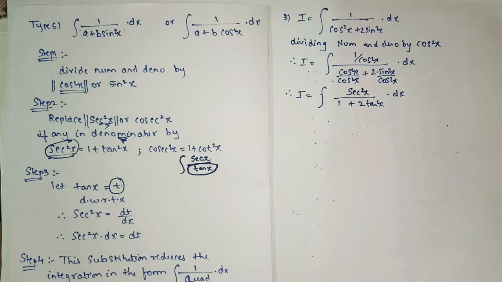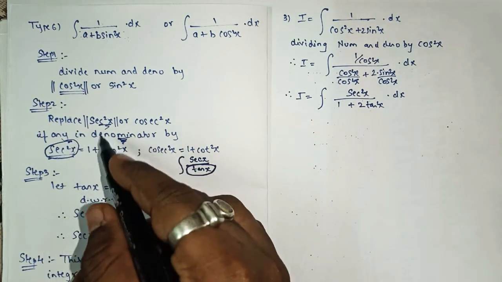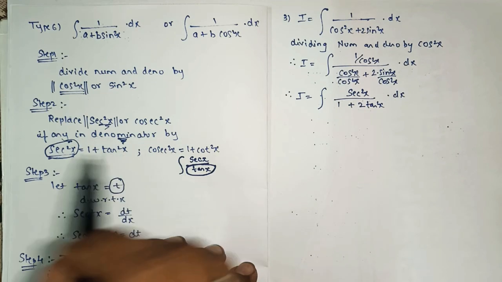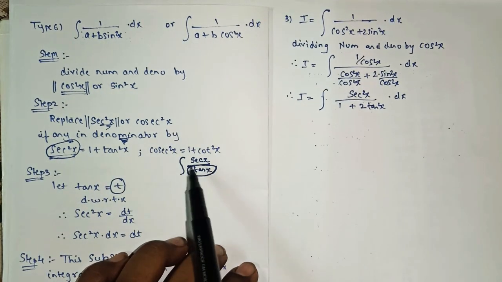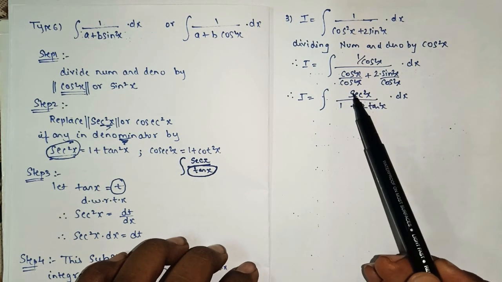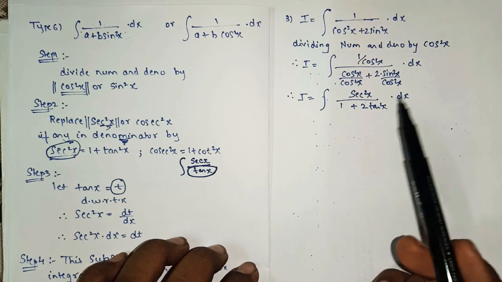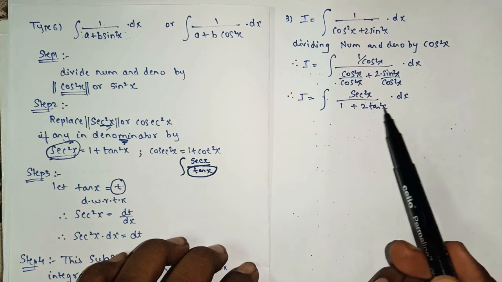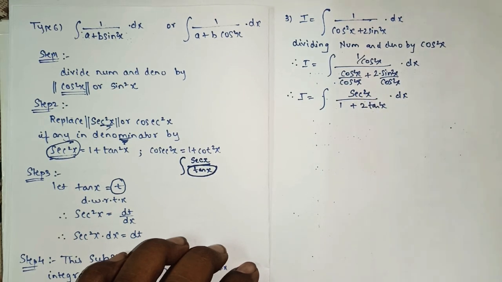Okay, so done with step number 1. So now we'll move on to the next step, step number 2. Step number 2 is what? We have to replace sec square if any in the denominator, and the numerator should contain only sec and the denominator should contain only tan. As clearly we can see, the numerator section is only the sec part and the denominator is only the tan part. We cannot see any sec in the denominator section, so it is perfect now.